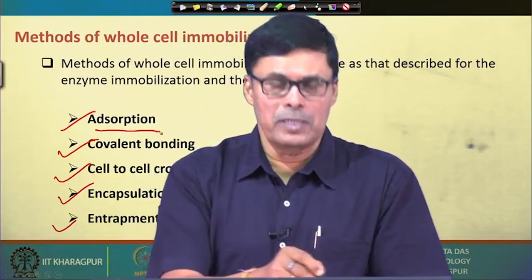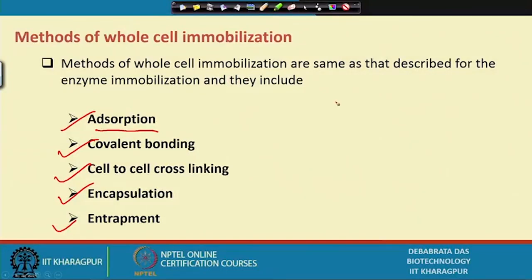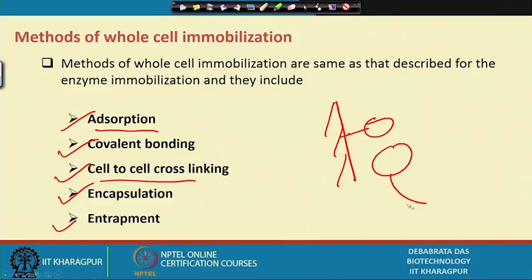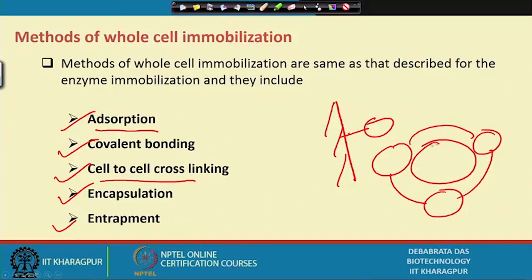But when you consider covalent binding, it appears to be a very strong binding. I told you covalent binding is a kind of electron sharing, where the electrons are shared, so that bond is very strong. Cell to cell cross linking means the cells are cross linked with the help of agents like glutaraldehyde, and inside you may have a solid matrix, with the cells embedded on the surface of the solid matrix.